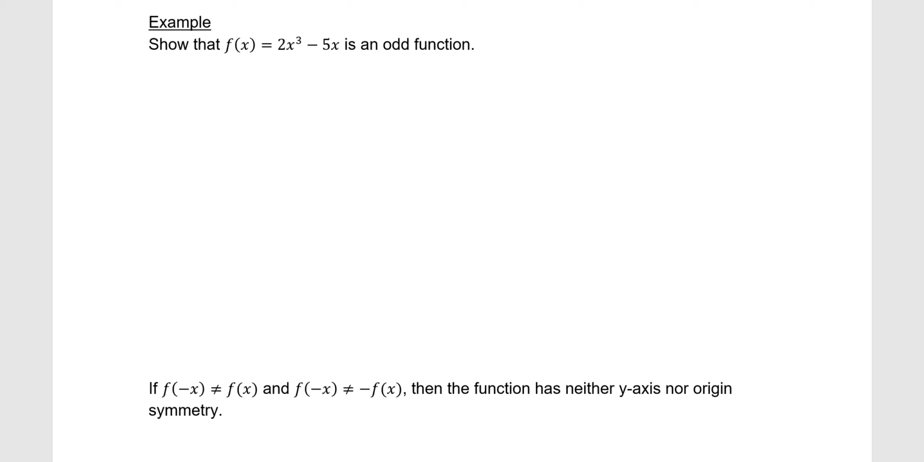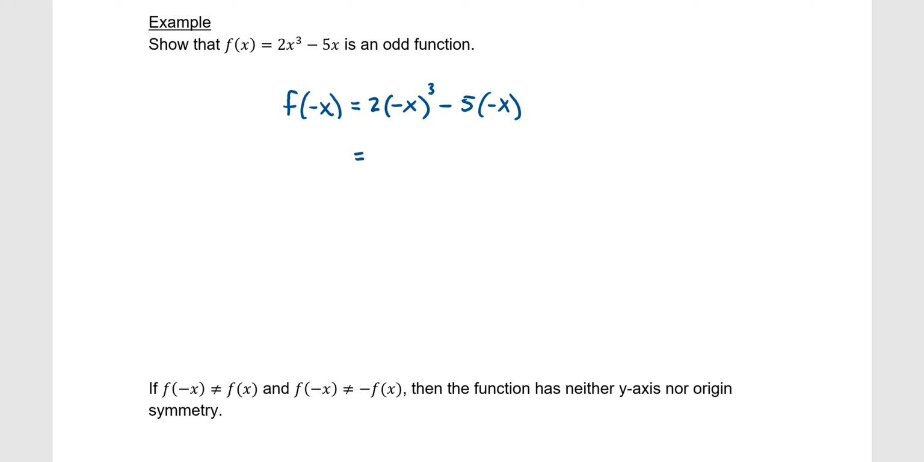So we want to show that f of x equals 2x cubed minus 5x is an odd function. So once again, we start with f of negative x. And we plug in a negative x into all of the x's, and we get 2 times negative x cubed minus 5 times negative x.